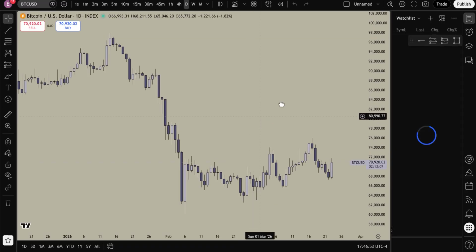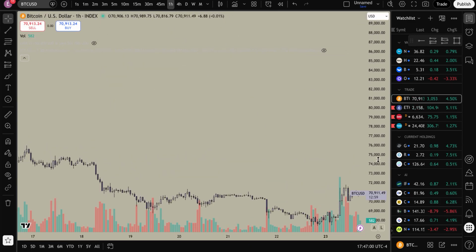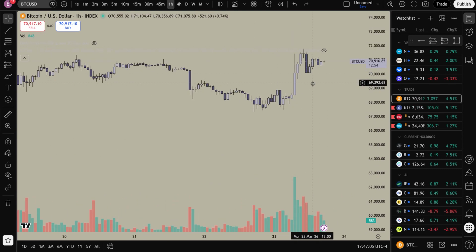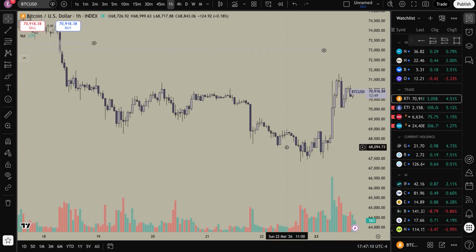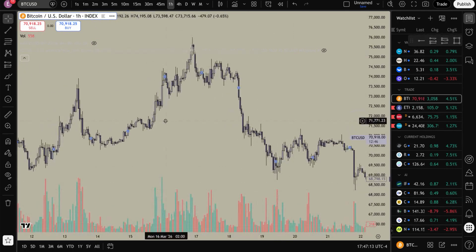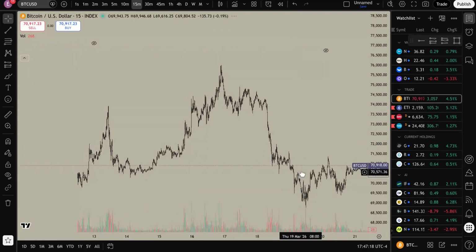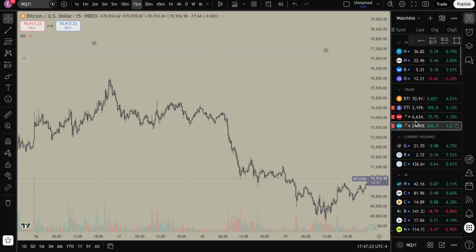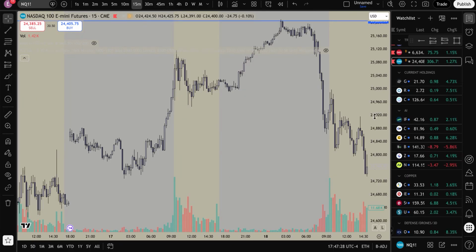Fair value gaps are basically a void or a gap in between price, where price usually comes back into and then continues that trend. So I'll try and find a good example of this, on the 15-minute time frame. Let's see. All right, here's a good example.